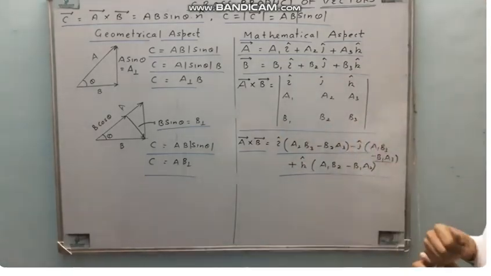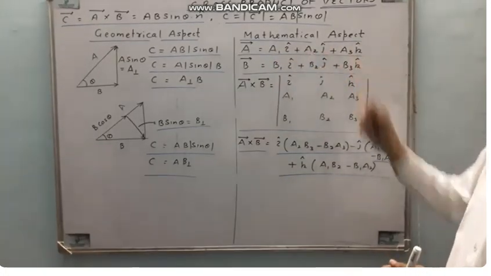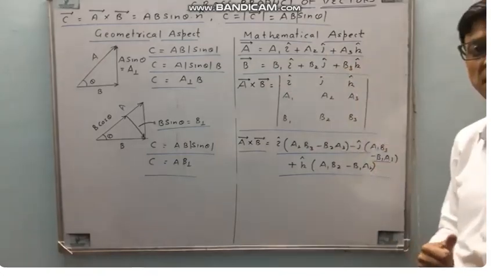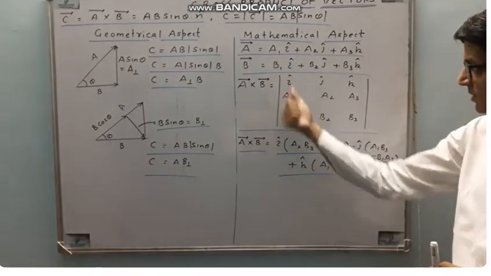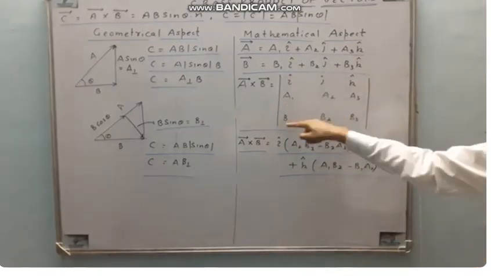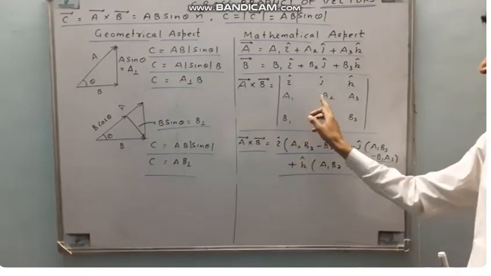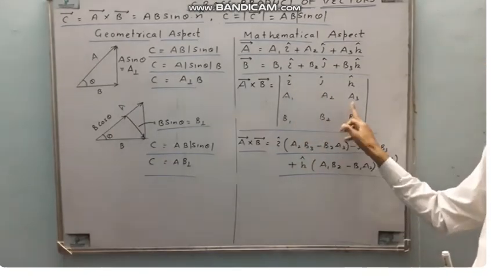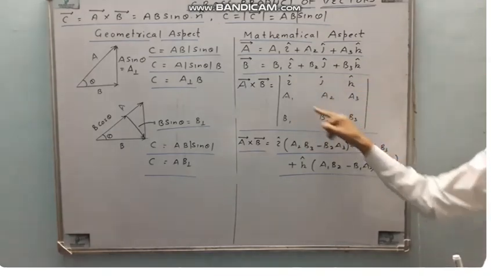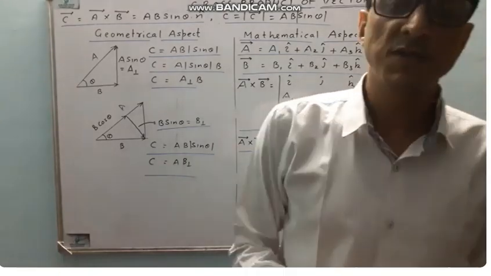Let's take the example of the mathematical aspect. Suppose vector A is a1 î + a2 ĵ + a3 k̂, and vector B is b1 î + b2 ĵ + b3 k̂. So A × B can be written in terms of the determinant with rows î ĵ k̂, a1 a2 a3, b1 b2 b3. And you know that the determinant can be expanded as î (a2b3 − b2a3) − ĵ (a1b3 − b1a3) + k̂ (a1b2 − b1a2). In this way you can solve your questions quickly.